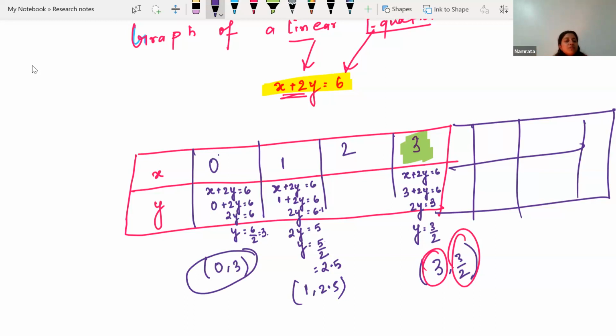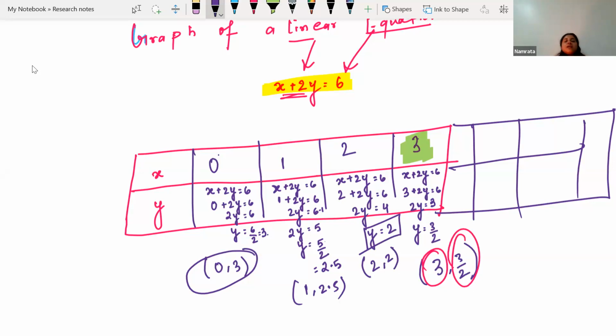The next one, when we have taken x as 2, let's check what will be the value of y. So we have x plus 2y is equal to 6. Here when x is 2, we have to find the y value. So 2y is equal to 6 minus 2, that is 4, and y will be 4 by 2, that means 2 only. So y we got 2. The coordinate from here we got is 2 comma 2. So 3 points we have already got.